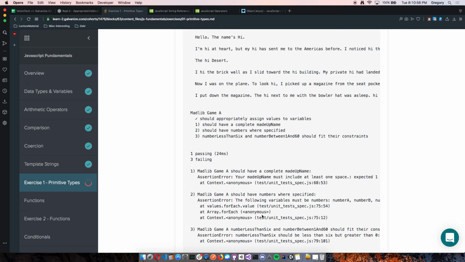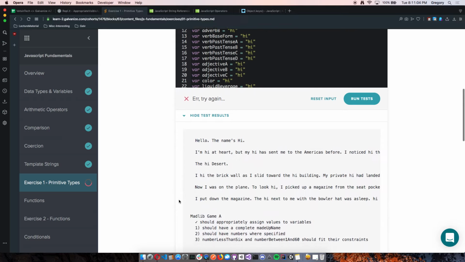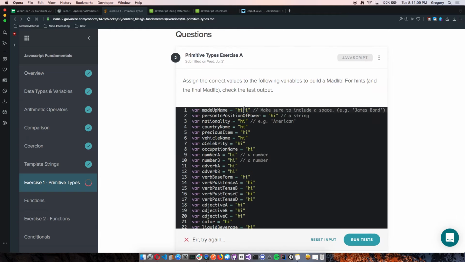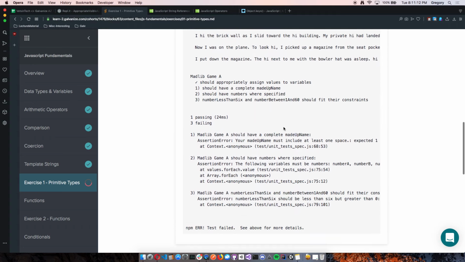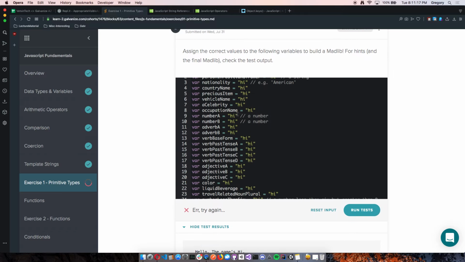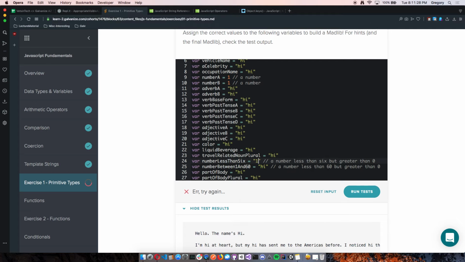So some developer wrote these tests specifically for this exercise in order to make sure that the person's doing it correctly. So it failed because the person who wrote the test is saying that should have a complete made-up name. I'm guessing that means there should be a space in there. And then right here it says should have numbers were specified. So we just come in here, 1, 1, numbers, number less than 6, 1, number between, oh, that's a string. There we go. Okay, so that should do it.